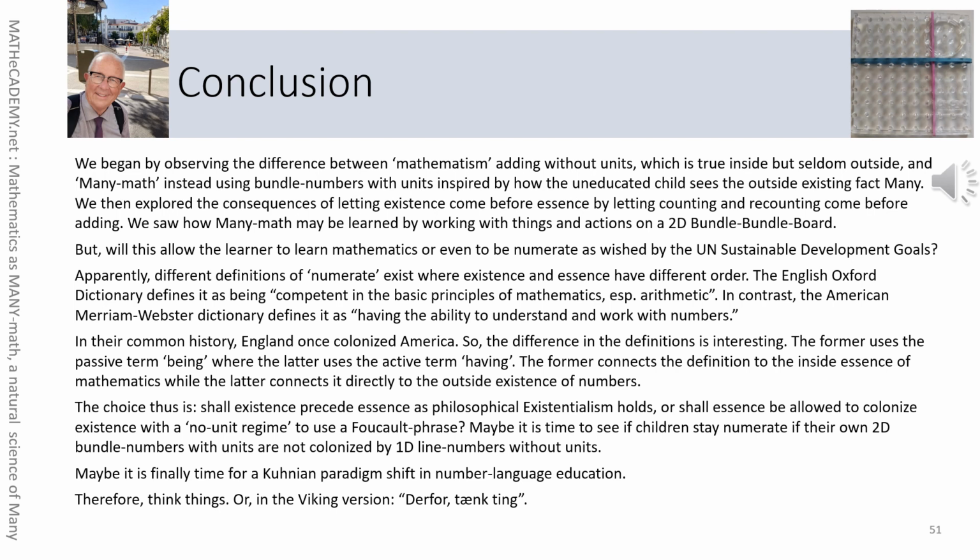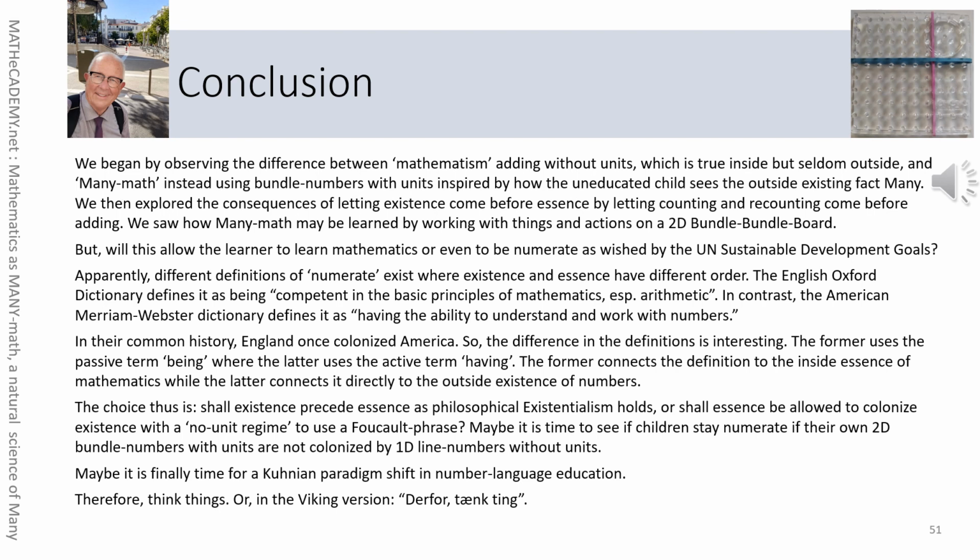But will this allow the learner to learn mathematics, or even to be numerate, as wished for by the UN Sustainable Development Goals? Apparently, different definitions of numerate exist, where existence and essence have different order. The English Oxford Dictionary defines it as being competent in the basic principles of mathematics, especially arithmetic. In contrast, the American Merriam-Webster Dictionary defines it as having the ability to understand and work with numbers. In their common history, England once colonized America. So, the difference in the definitions is interesting. The former uses the passive term being, where the latter uses the active term having.